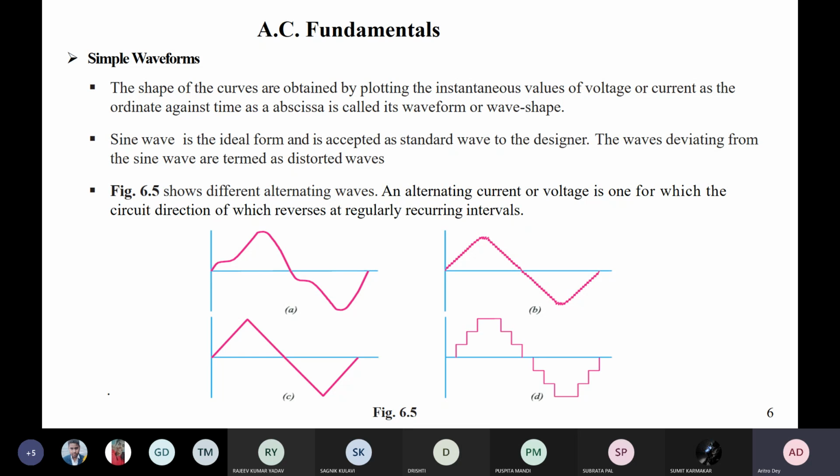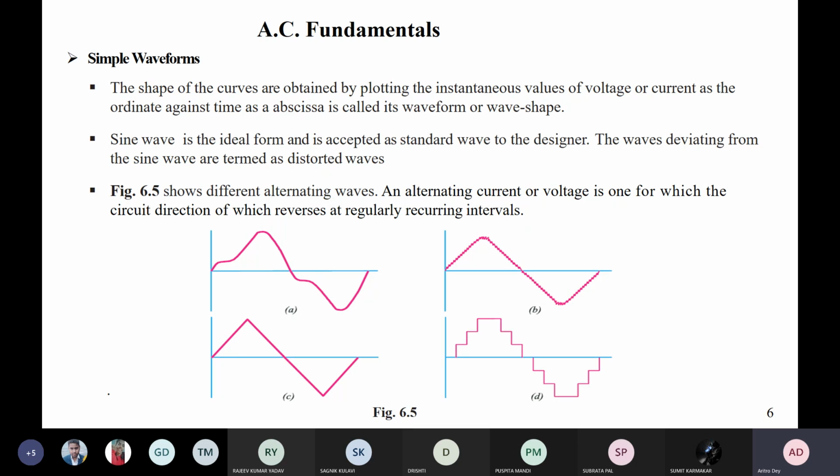The waves, based on that, they do all those sorts of calculation with the assumption that the supply is perfectly sinusoidal. The waves deviating from the sine wave are termed as distorted wave, which contains harmonics. So the more it deviates, the more harmonic content will be present there.